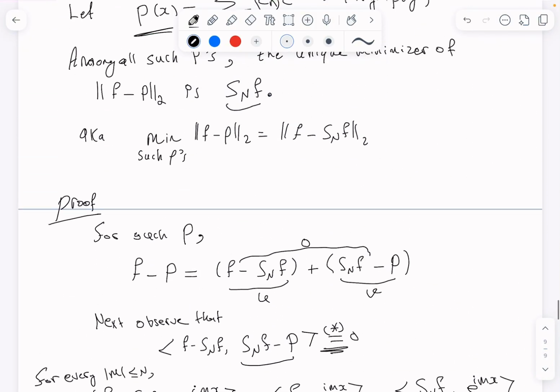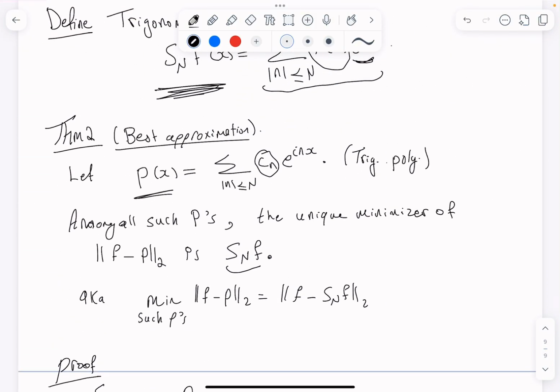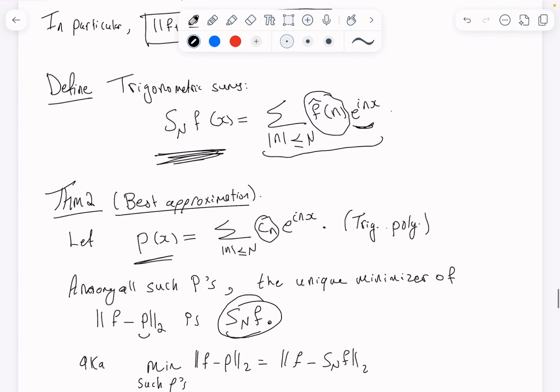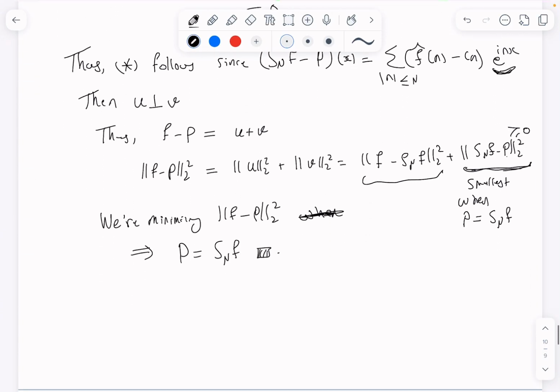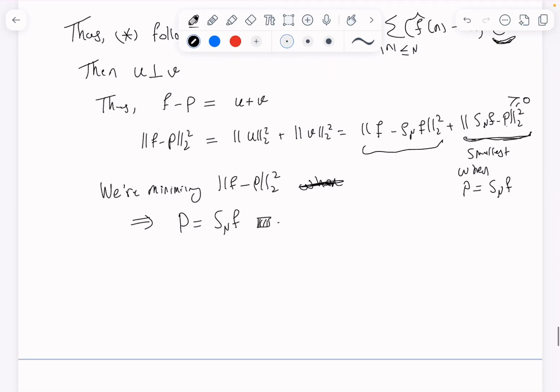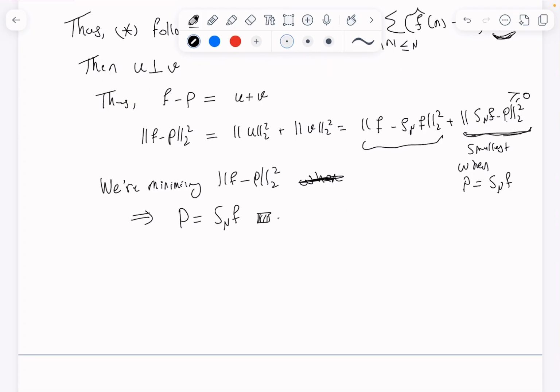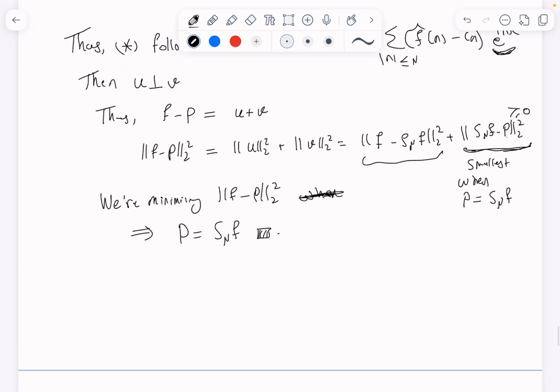Okay, so we just literally proved that the object p that minimizes this error is exactly this. So in this sense, this trigonometric sum with these particular coefficients, the Fourier coefficients, is a best approximant in this particular setting. Alright, so with this, we can now prove our next result, which is gonna give us the Riemann Lebesgue Lemma as a corollary. So let's go ahead and prove Bessel's inequality.